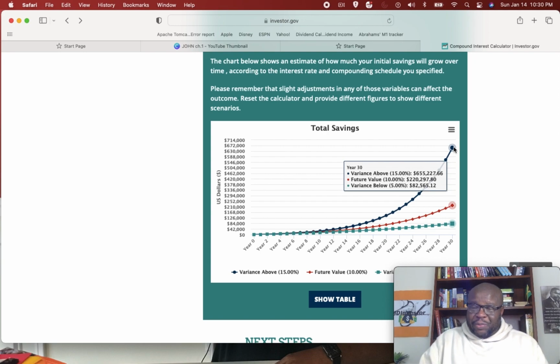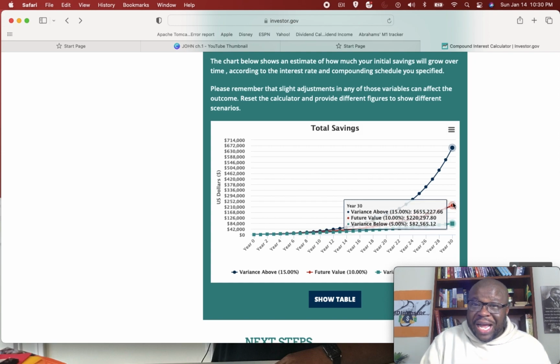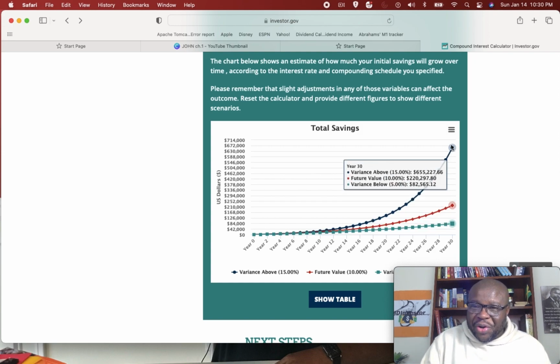So the investments, what they're investing in, is different. So 5% rate of return, it's not going to grow as much. A 10% rate of return is going to be here. A 15% rate of return, in 30 years, they almost tripled, right? They're more than double. They're at $655,000. That's why a rate of return is important.